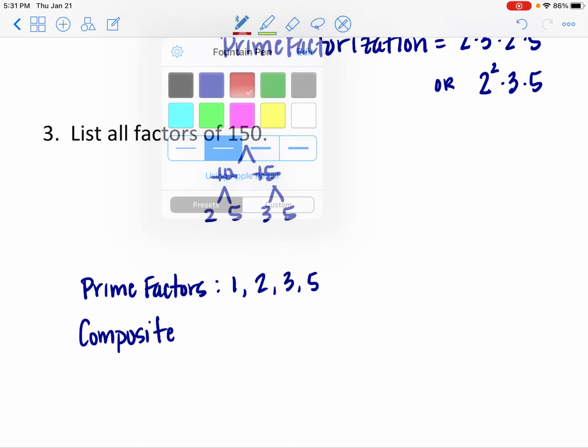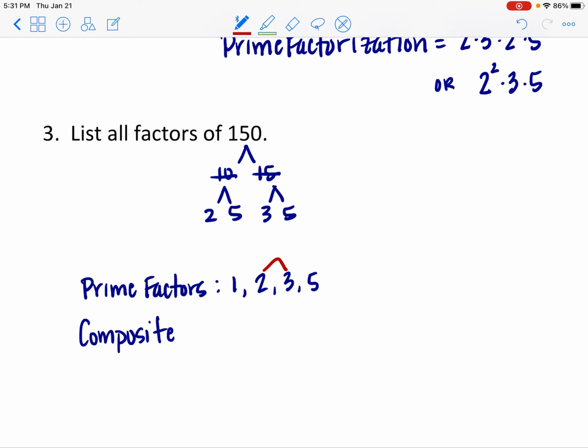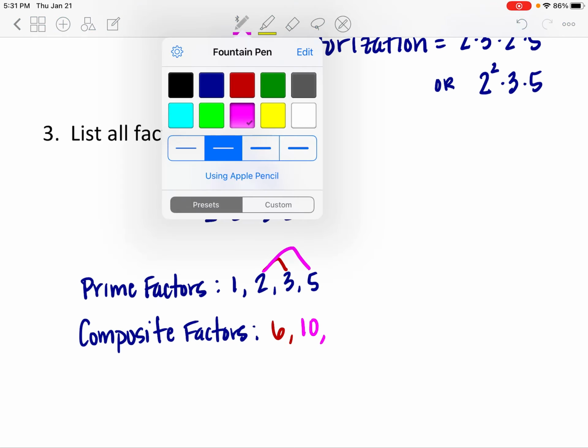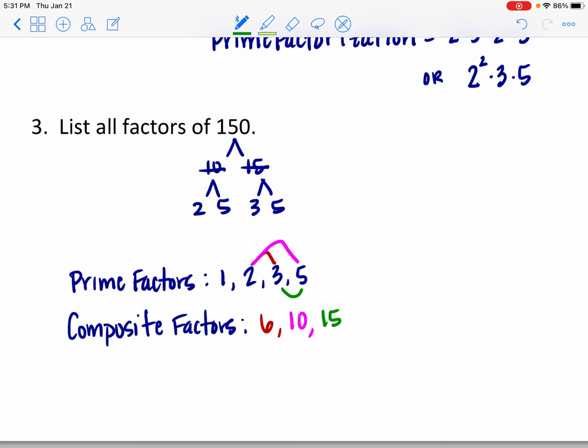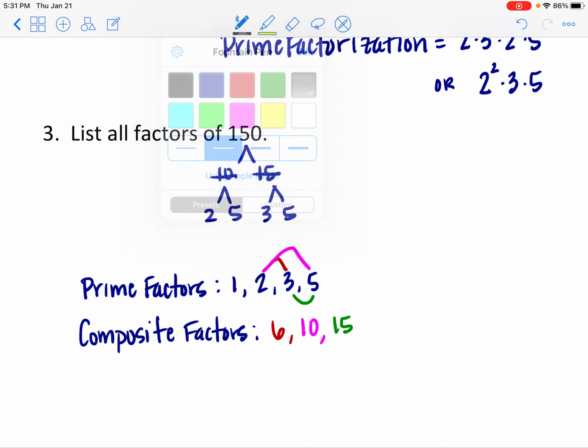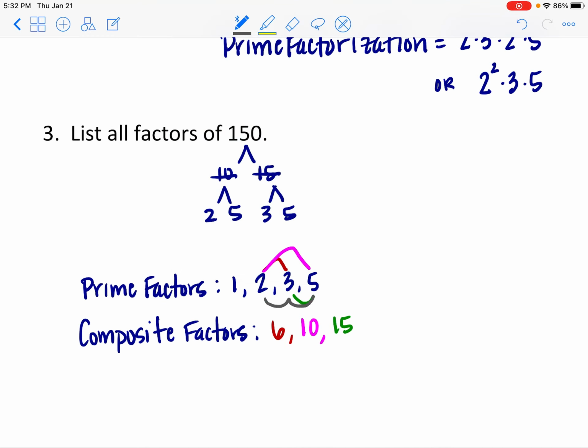So combinations like, again, 2 times 3 would be 6. Oops, I forgot my writing over here. Let's say composite factors. 2 times 3 was 6. I'm going to add that to my list. Or 2 times 5 is 10. I'm going to add that to my list. Or we've got 3 times 5, which makes 15. I can add that to my list. Or the whole combination, 2 times 3 times 5, that's going to be 30. I can add that to my list.